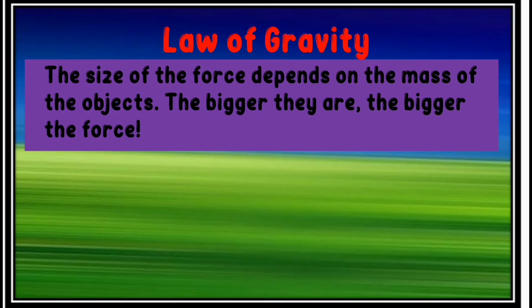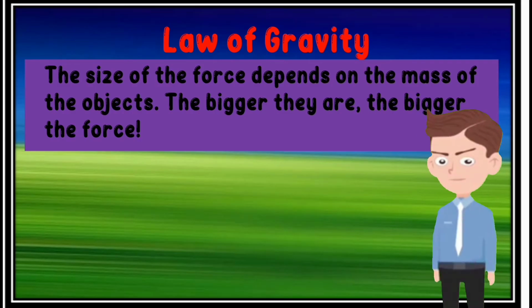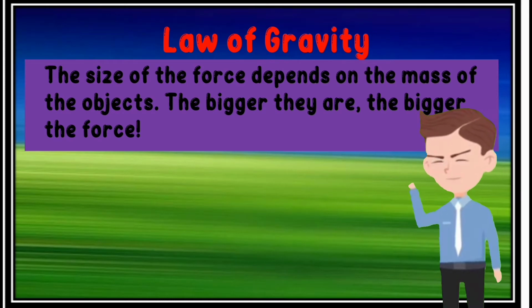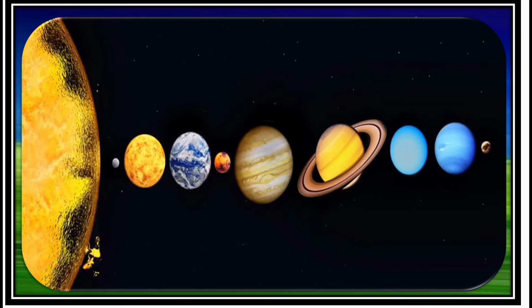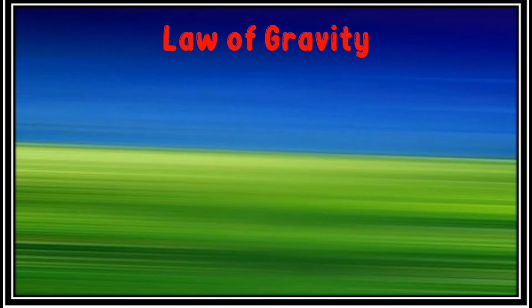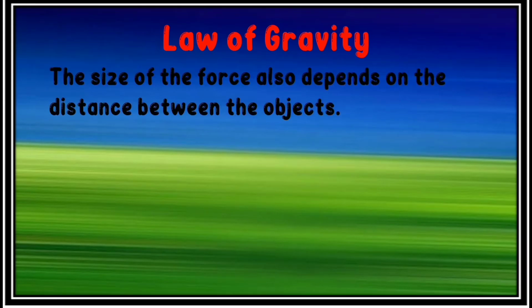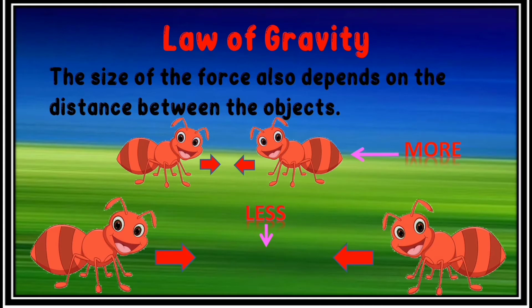So let us proceed to the law of gravity. The size of the force depends on the mass of the objects. The bigger they are, the bigger the force. In the solar system, the biggest heavenly body is the sun. Therefore, the sun has the strongest gravity in the solar system. The size of the force also depends on the distance between the objects. The nearer the objects are to each other, the stronger the gravity. The farther the objects are from each other, the weaker the gravity.